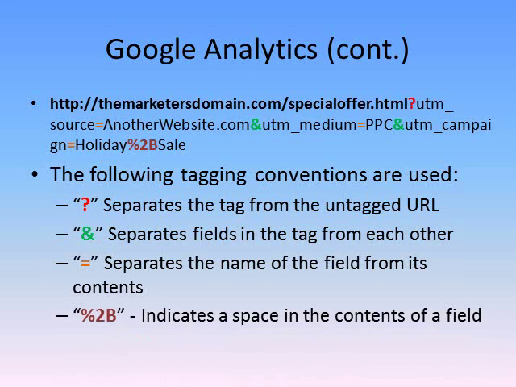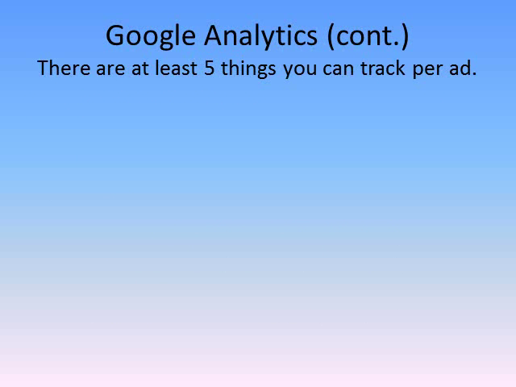Okay? And all that percent 2 0 indicates is that's just a space. That's what Google has to read, just to put a space in there, so when it displays the name of that campaign, it'll show holiday space sale. Okay, so not hard. Tagging isn't hard. But what it allows then is it gives Google Analytics some more information. And that additional information allows you to track up to 5 things per ad.